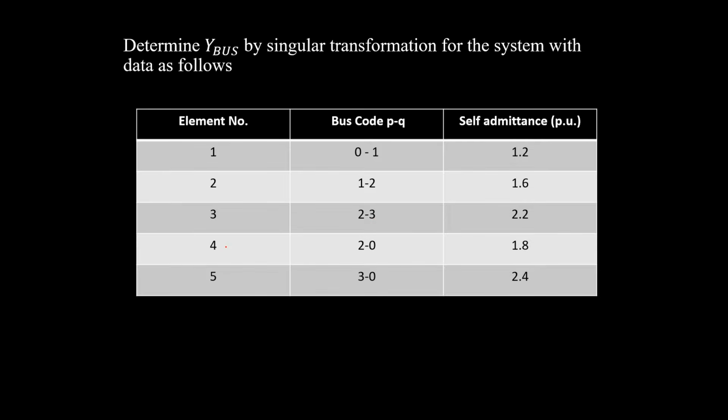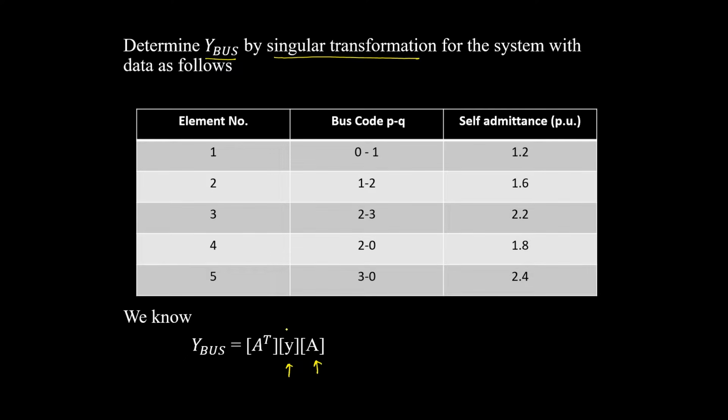And the fourth transmission line is connected between 2 to 0 and having self admittance of 1.8 per unit, and the fifth transmission line is connected between third bus to 0 and having the self admittance of 2.4 per unit. And the formula for the Y bus by using singular transformation: Y bus equals A transpose Y into A, where A refers to the bus incidence matrix and Y refers to the primitive admittance matrix.